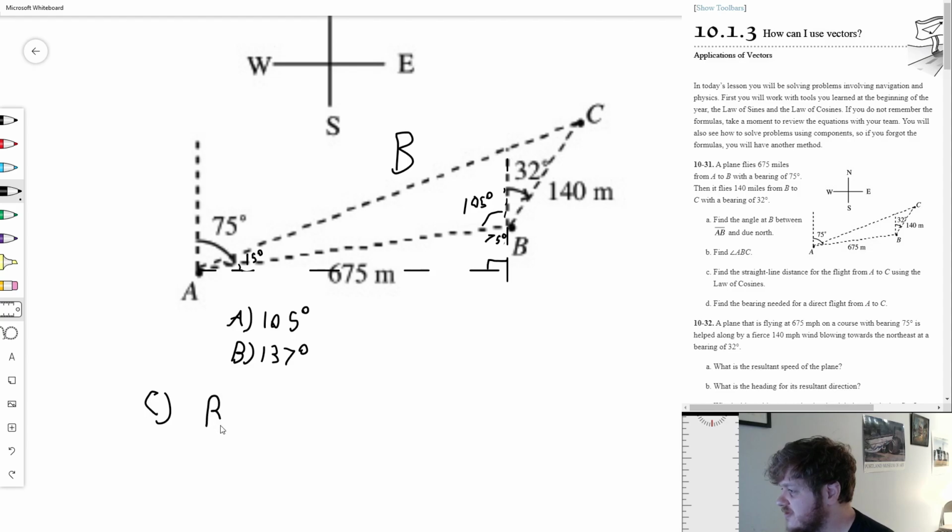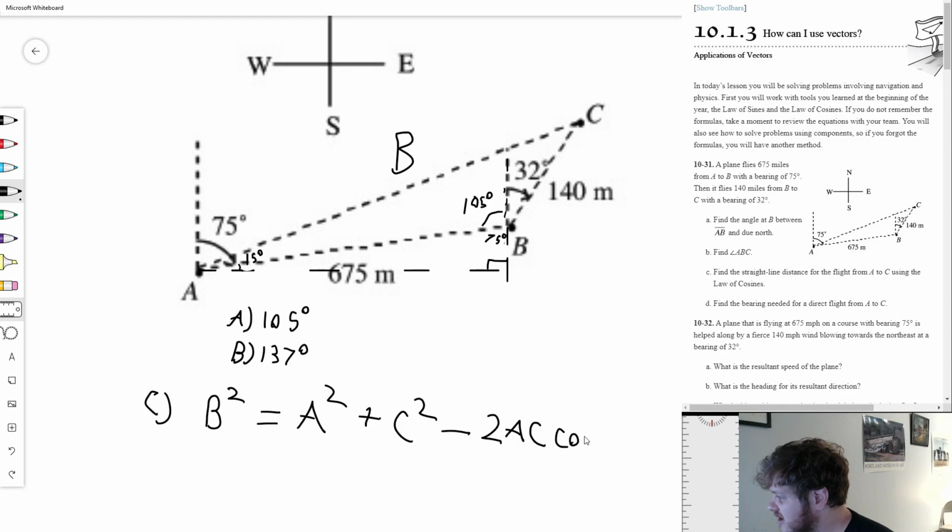So we're going to have B squared equals A squared plus C squared, minus, sorry, minus 2AC cosine B. Although that should be a lowercase b, because they were talking about the angle. Whatever, I made a mistake. But anyway, we have side B, side A, side C, minus 2AC cosine B, which would be this angle.